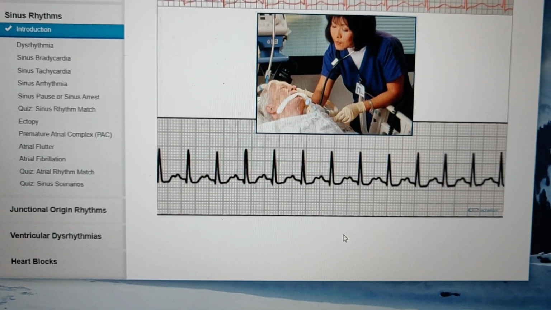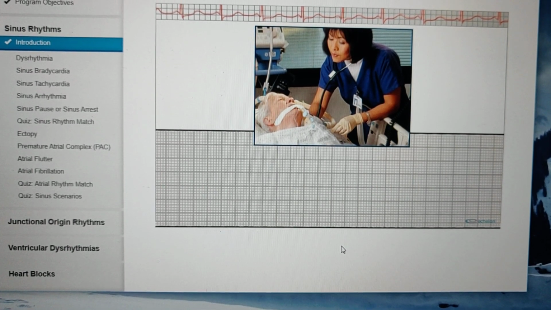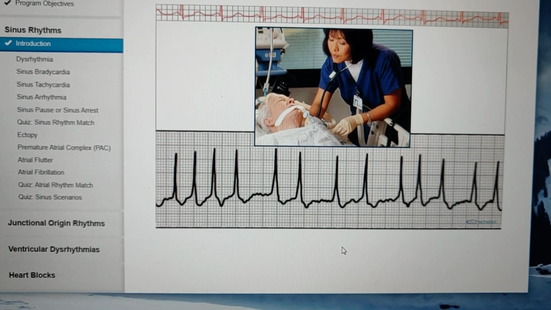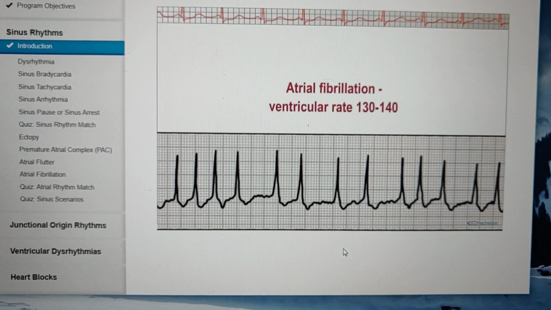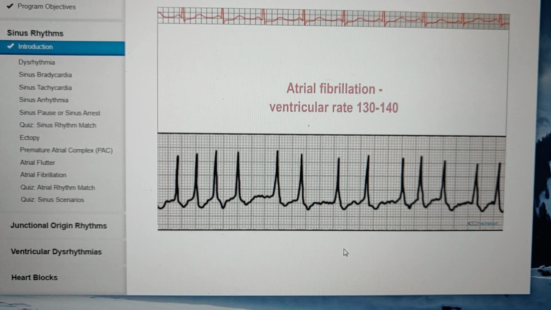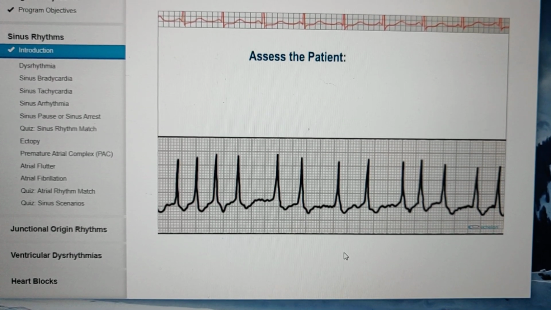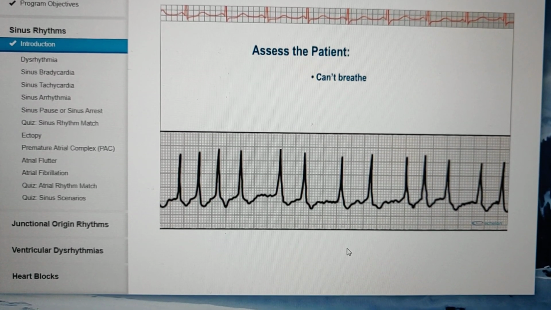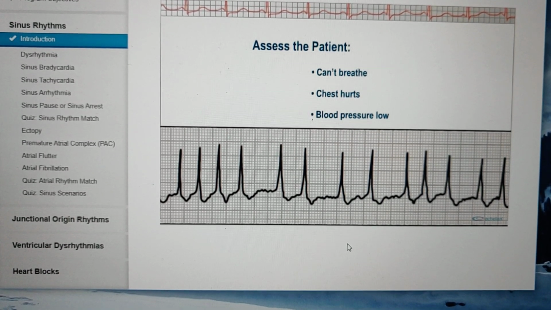Mr. Smith has a sinus tachycardia of 110, and the last time he checked, everything seemed fine. Then suddenly, the alarm goes off and the monitors indicate he is in atrial fibrillation with a ventricular rate of 130 to 140. You take a breath, assess the patient, and discover that he can't breathe. His chest hurts and his blood pressure is dangerously low.